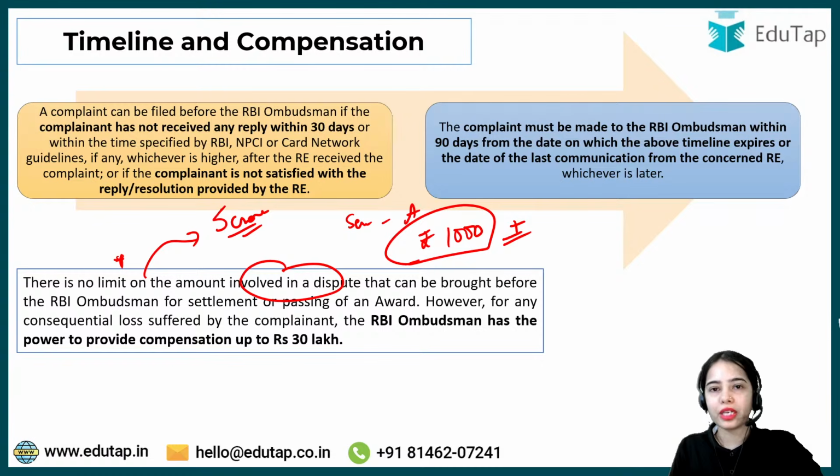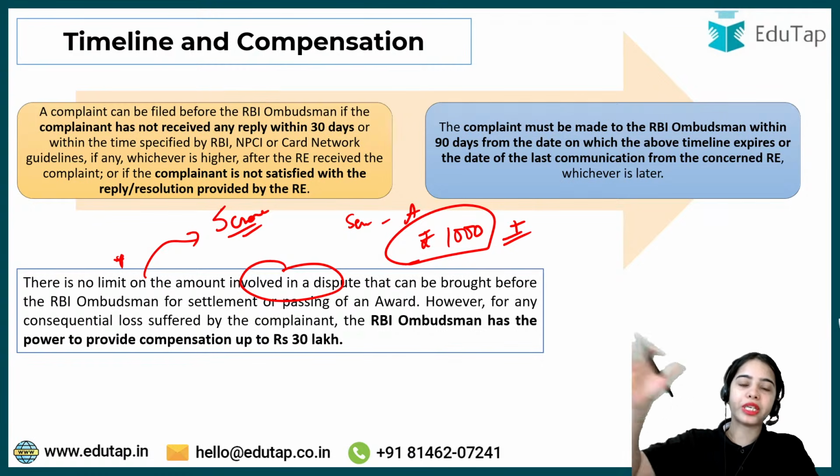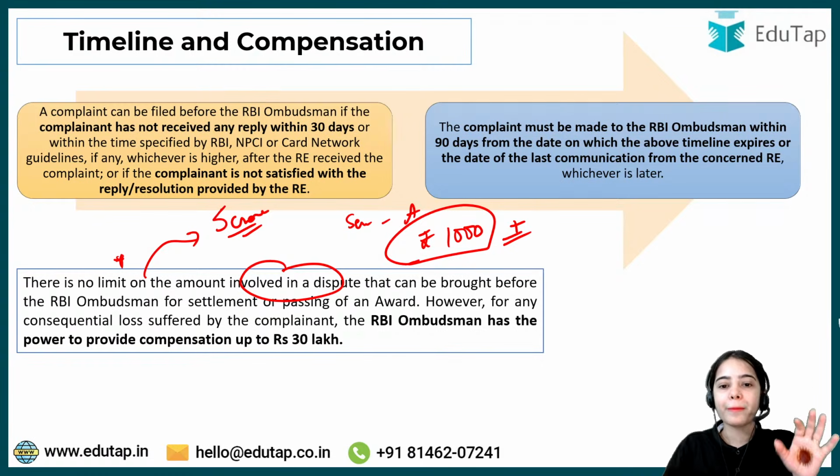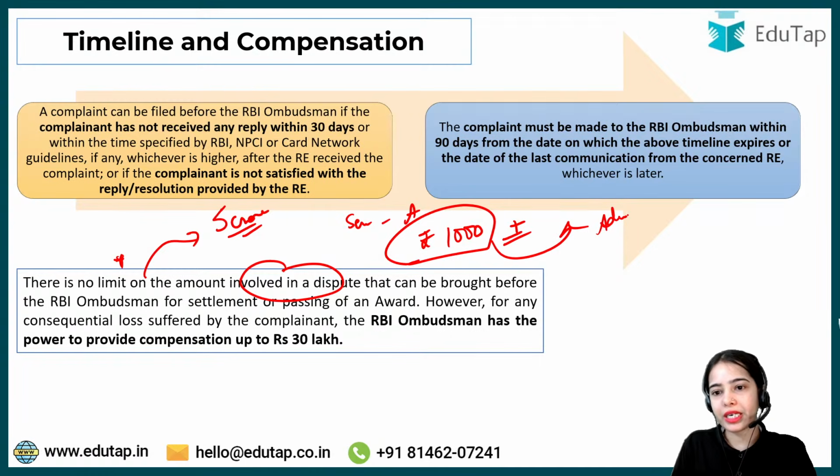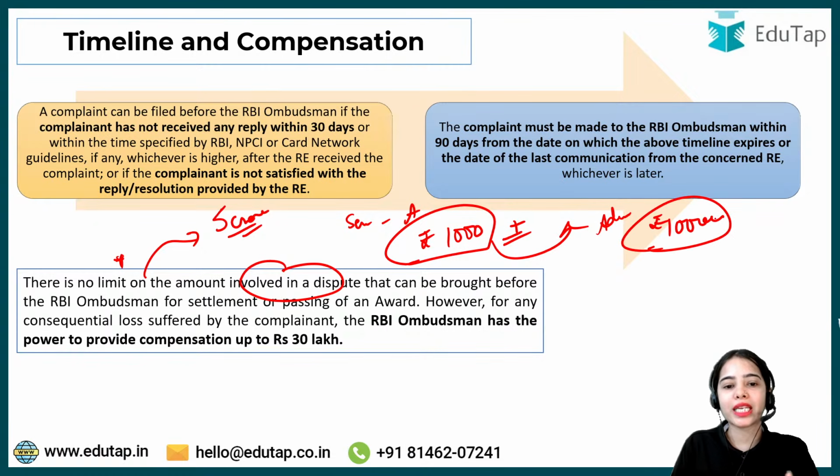The loan can be of 10 crore. Your deposits can be of 5 crore, 10 crore, 15 crore, doesn't matter. But the maximum compensation that can be provided to you, let's say your additional charges are being deducted on a monthly basis or on a half-yearly basis, 10,000 rupees. So the maximum compensation that can be provided to you is up to 30 lakhs.